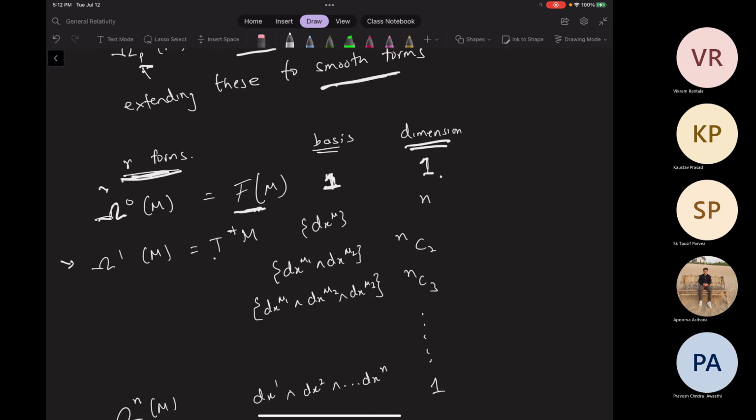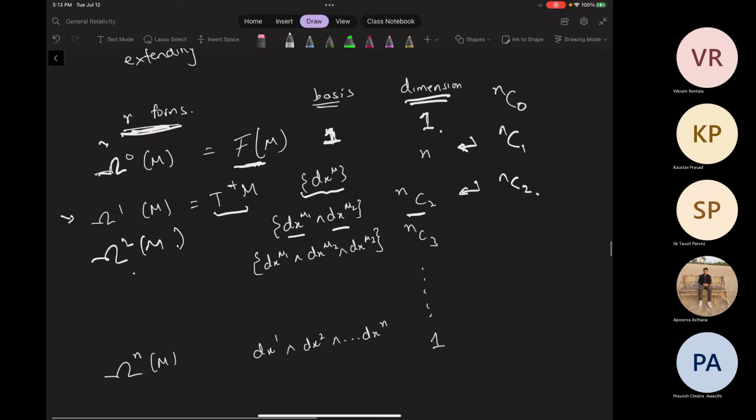1 forms are dual vectors. Their basis vectors are dx mu, and there are n of these, nC1. This is nC0. Similarly, for 2 forms the basis vectors are dx mu1 wedge dx mu2, and there are nC2 of these, and so on, up till omega n, where there's only one basis vector, dx1 wedge dx2 dot dot dot wedge dxn, and there's again only one of these. So it basically goes on increasing till r is equal to n by 2, and then it starts decreasing, because the number of indices that you can choose independently decreases.